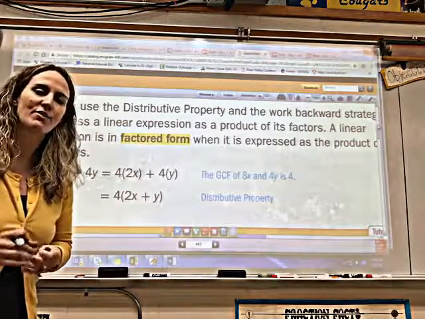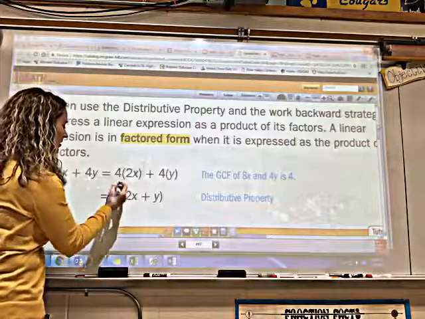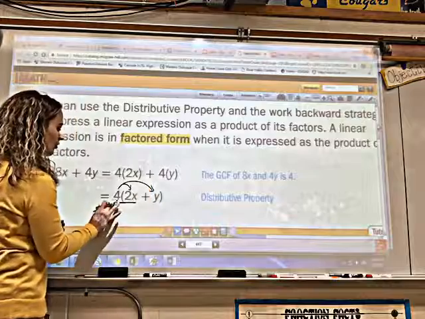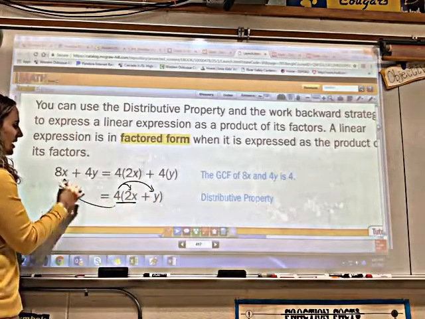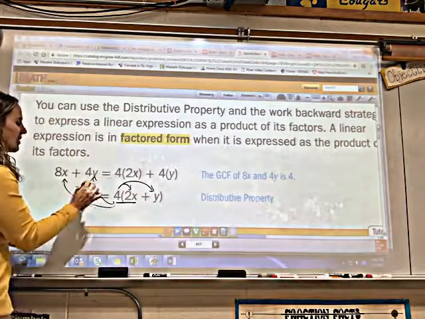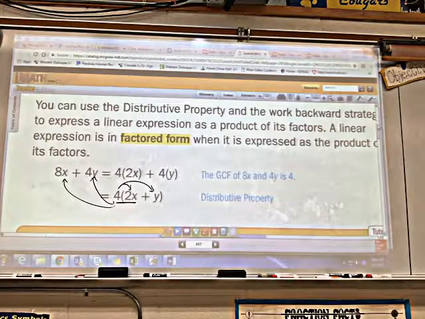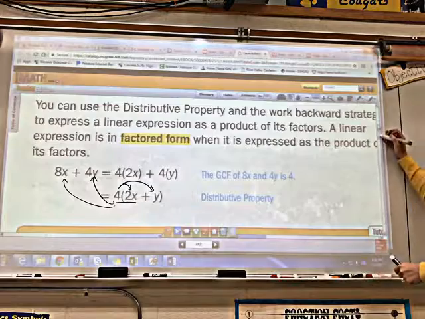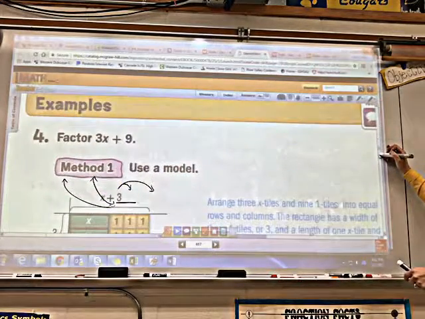Please go back and check it after you factor these. When I take a look at this right here, I should be thinking distributive property. 4 times 2x would be the same as 8x, and 4 times y would be the same as 4y, so I know that I did it correctly. Always go back and double check them after you factor them to make sure that you didn't make a mistake.